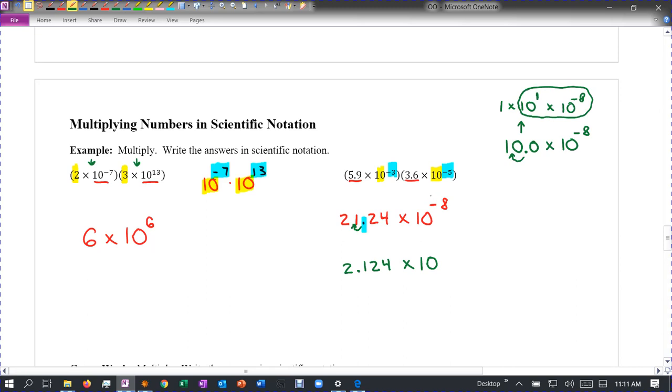So what I'm going to do here is I'm going to take that negative 8, and it's going to become a negative 7 instead. So kind of a tricky point there, but I hope that that makes sense, that by moving the decimal place to the left once, you're going to add 1 to that exponent, whatever it is.